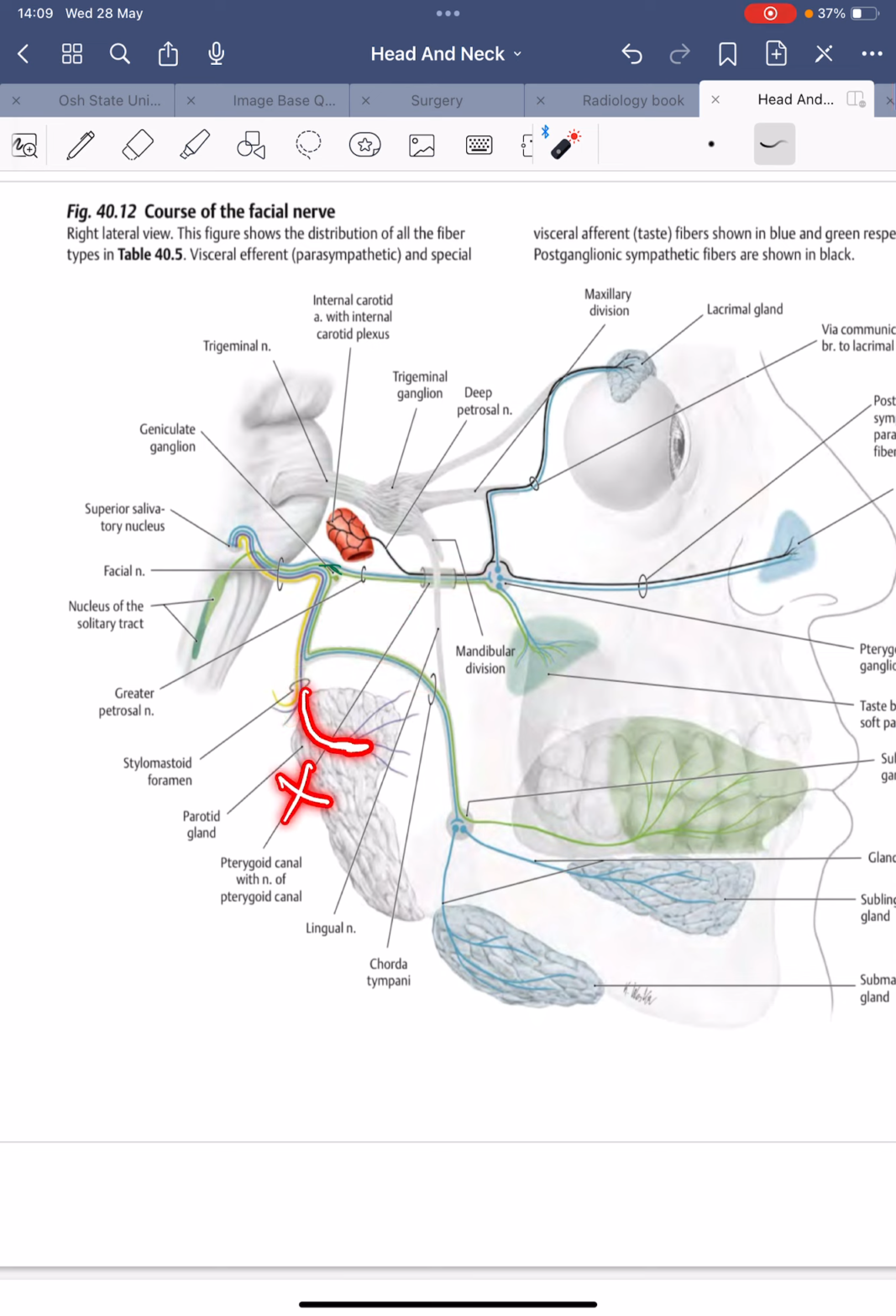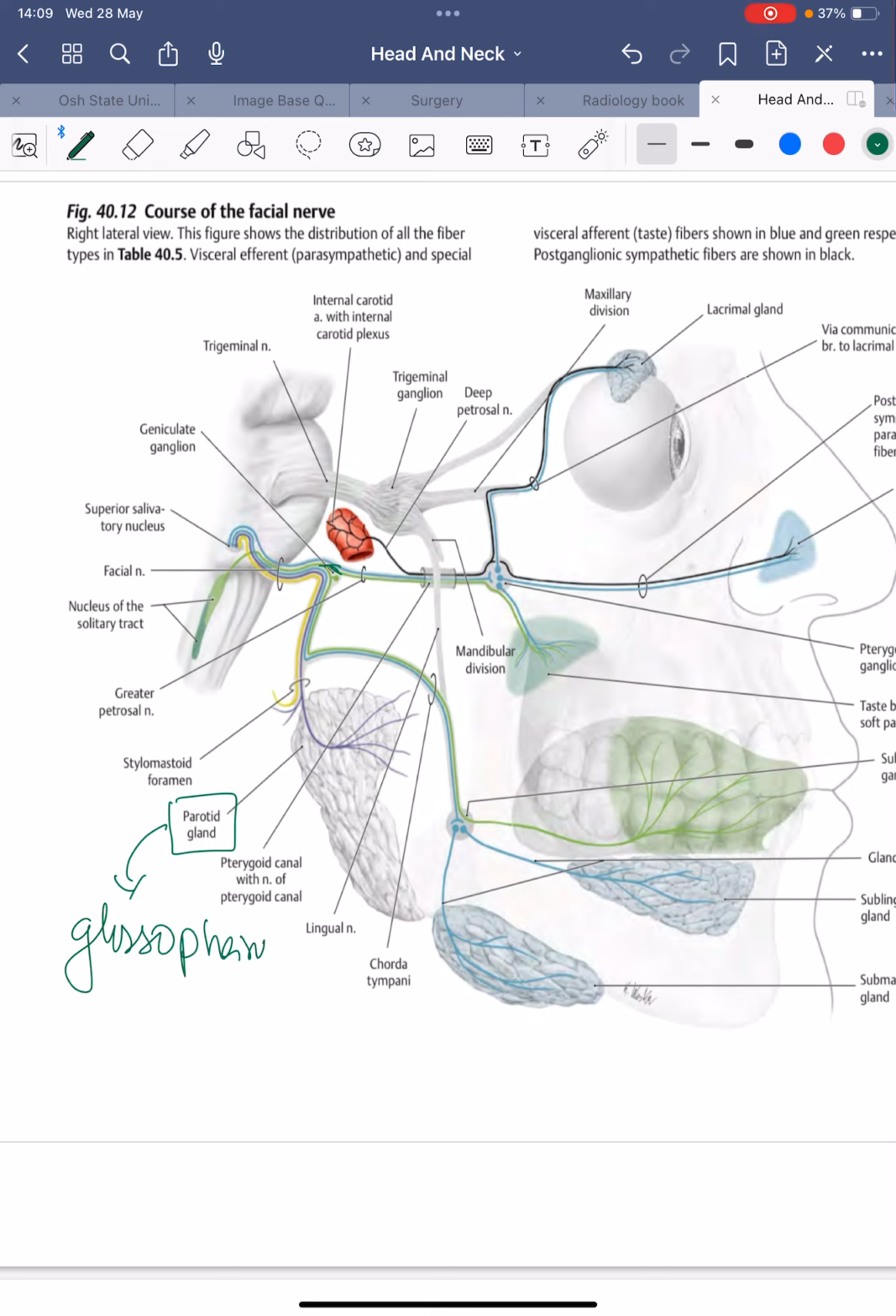It is not innervating the parotid gland. Please remember, facial nerve is not innervating the parotid gland. Parotid gland is innervated by your glossopharyngeal nerve. This is your potential MCQ. Glossopharyngeal nerve, that is your ninth cranial nerve.